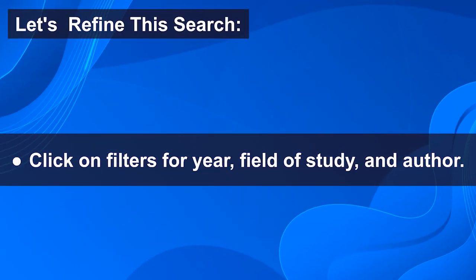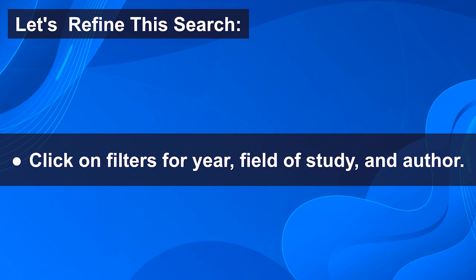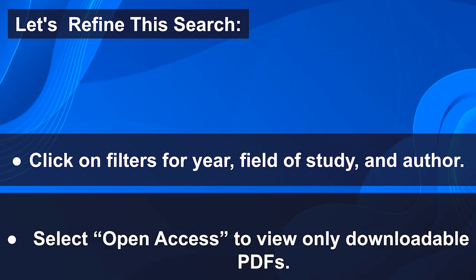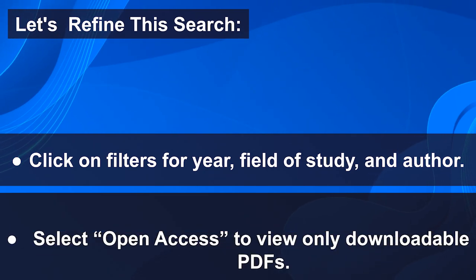Click on filters by year, field of study, and author. Select open access to view only downloadable PDFs. Have you noticed the citation graphs here? These show how often a paper is cited over time, helpful for identifying the influential versus the outdated research. If you sign in, you can create a library, bookmark papers, and get recommendations based on your reading history.